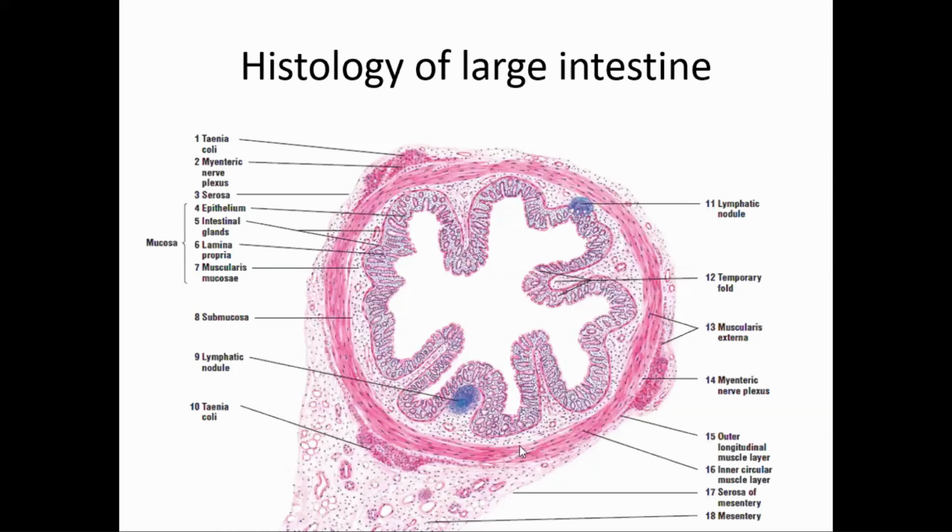And there are three in number. They are the taenia mesocolica, taenia omentalis, and the taenia libera. Clear? And the outermost layer is the serosa. Today we will study up to this only. Tomorrow we will study the rectum and anal canal.